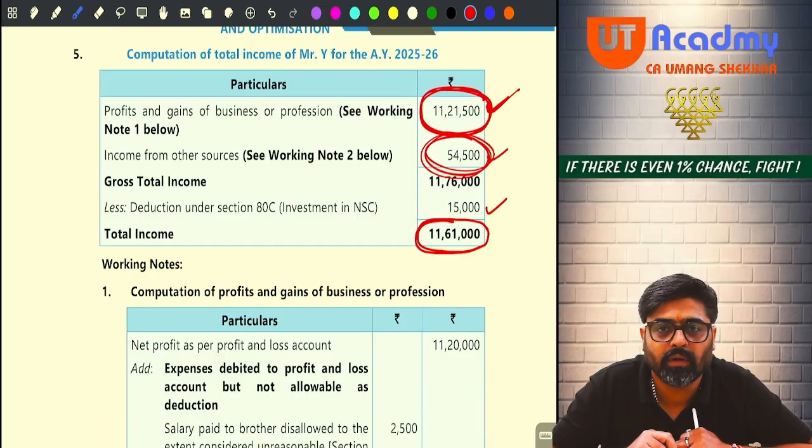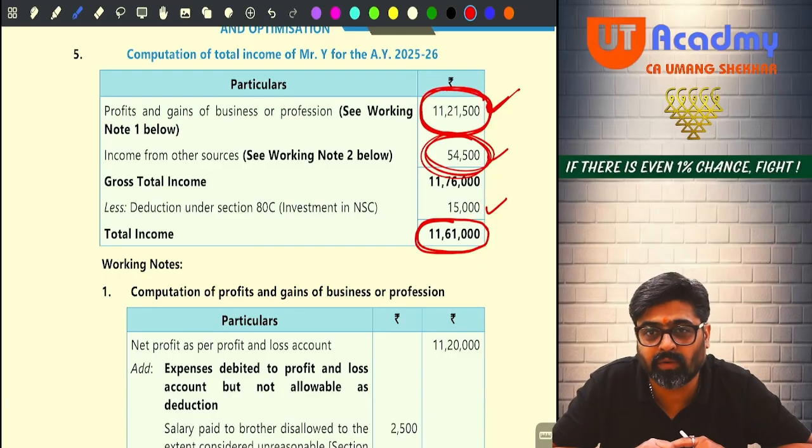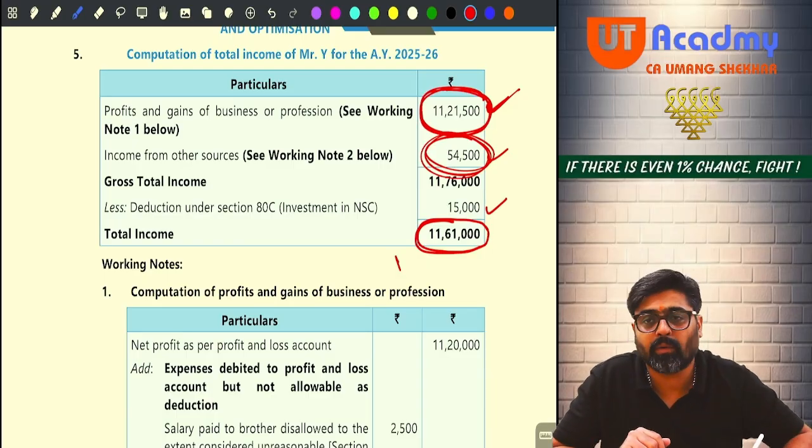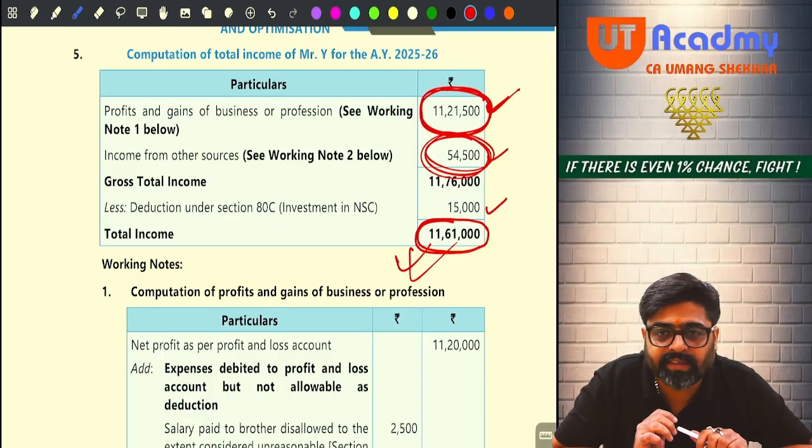Yes or no? But out of that you are going to get chapter 6 deduction because you are not following 115BAC. Under 80C you are going to get 15,000 for NSC. Reduce. Final amount will be 11,61,000. This question came in the exam. Yes, 10 marks.